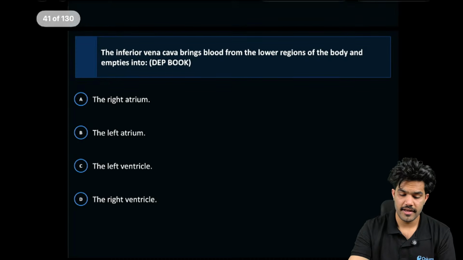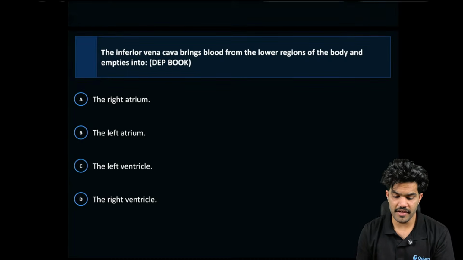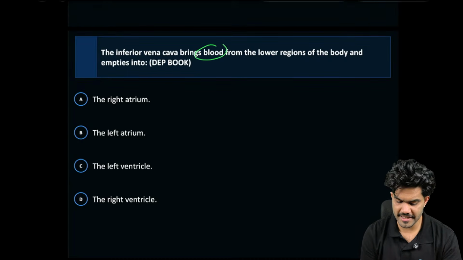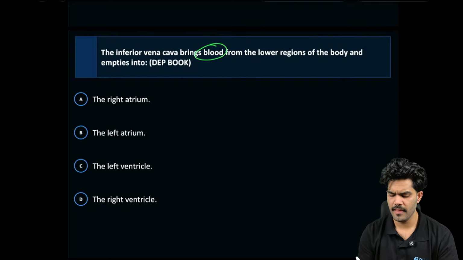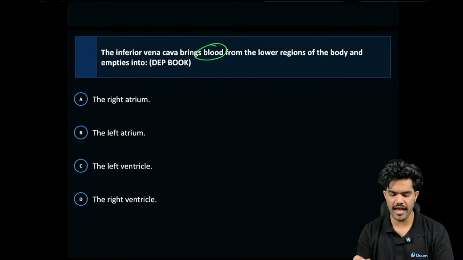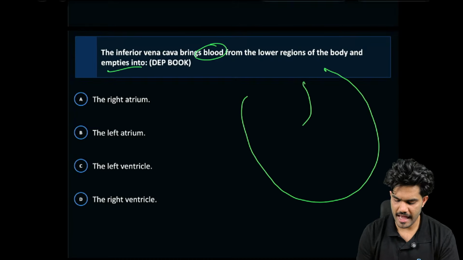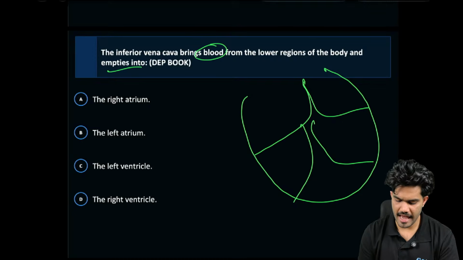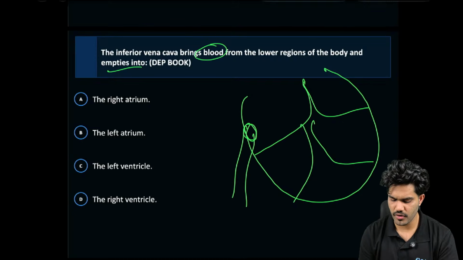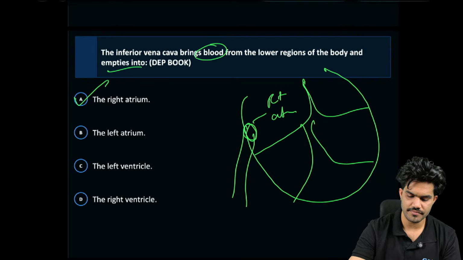Let's take the next question. The inferior vena cava brings blood from the lower region of the body and empties into. Easy question, okay guys. I have told you before. It will carry deoxygenated blood from the lower body, and it will drain to the right atrium. Simple answer. Option A.